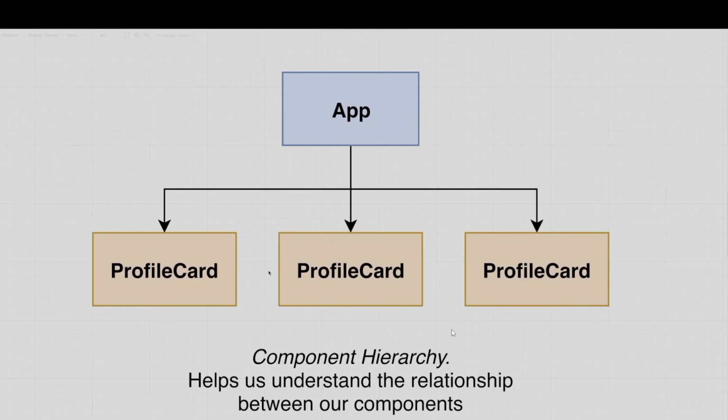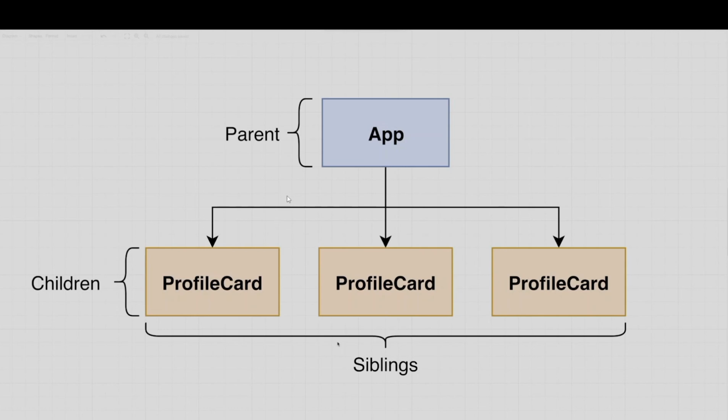There is a little terminology I want to introduce you to. There will be two components in our app. The first will be the app component and the second will be the profile card component. This is called component hierarchy. This helps us understand the relationship between our components. Here the app component is the parent component, as it will import the profile card component. So the profile card component will be known as a child of this app component, and because we have three profile card components, these three profile card components will be known as siblings.